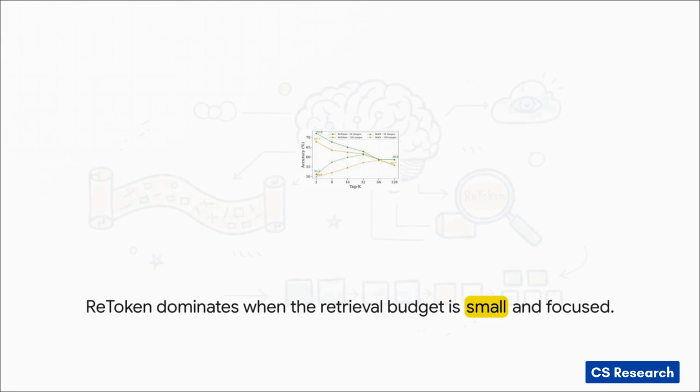I want to break down this accuracy graph from the Visual Haystacks benchmark. On the x-axis, we have top K, meaning the number of images the AI is allowed to retrieve in order to answer the question. The solid green line is ReToken, pulling from a haystack of 50 images. Notice how it absolutely dominates on the far left side of the graph, where the retrieval budget is tiny, just 1 or 8 images. As you start to increase the number of retrieved images moving to the right, the accuracy slowly declines. Why? Because you are reintroducing distractors back into the AI's context. This beautifully illustrates a classic precision recall trade-off. ReToken simply dominates at small, highly focused retrieval budgets.